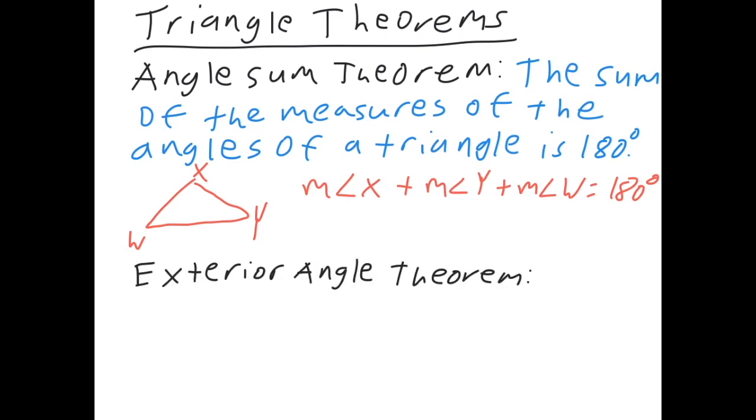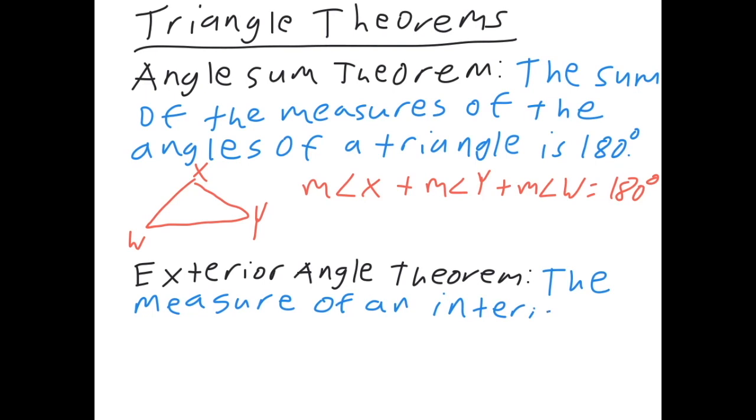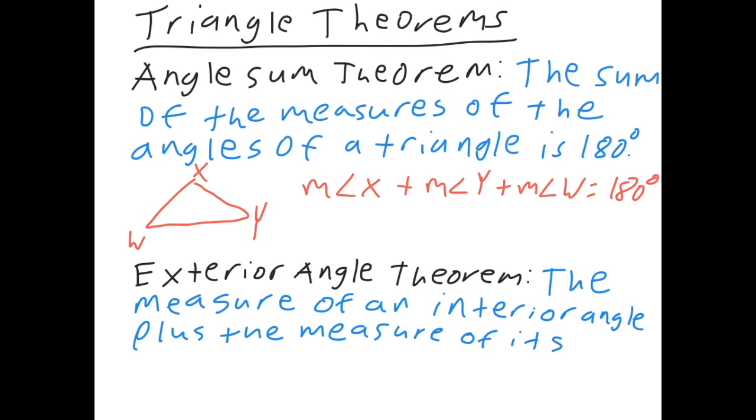Now the exterior angle theorem. So that says the measure of an interior angle plus the measure of its exterior angle is 180 degrees.